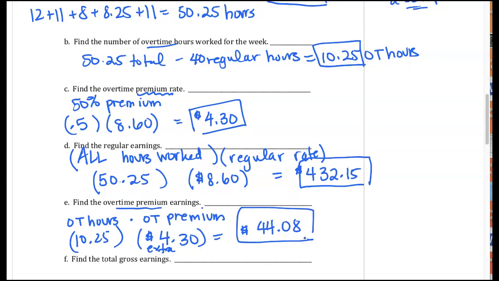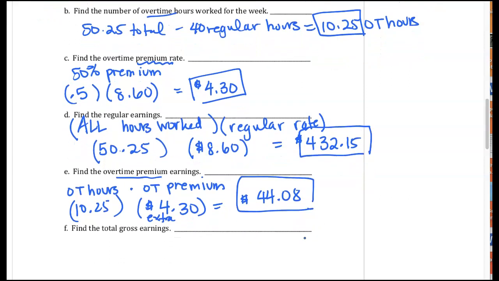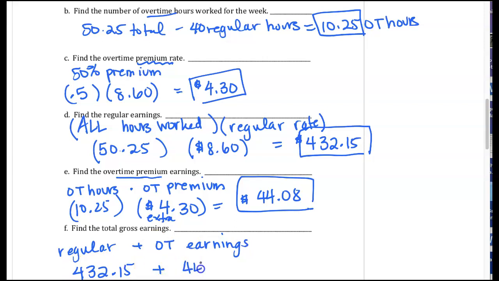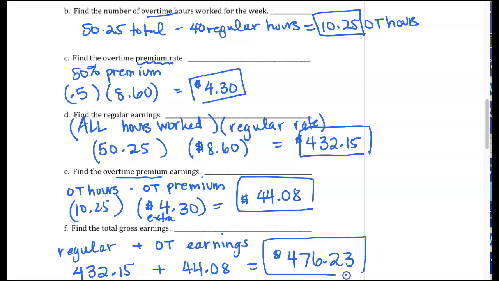The last part is finding the total gross earnings, and that would be similar. We're going to take our regular earnings plus our overtime earnings. Our regular earnings for this question were $432.15. Our overtime earnings were $44.08. And total, that gives us $476.23.